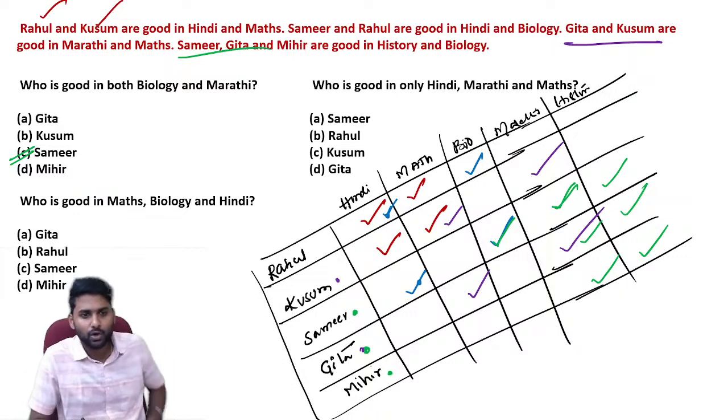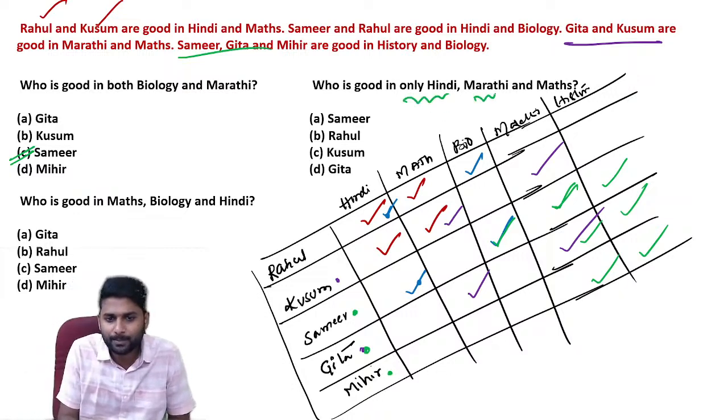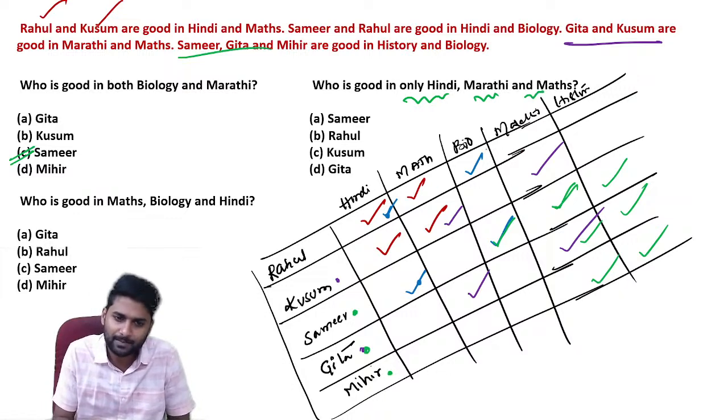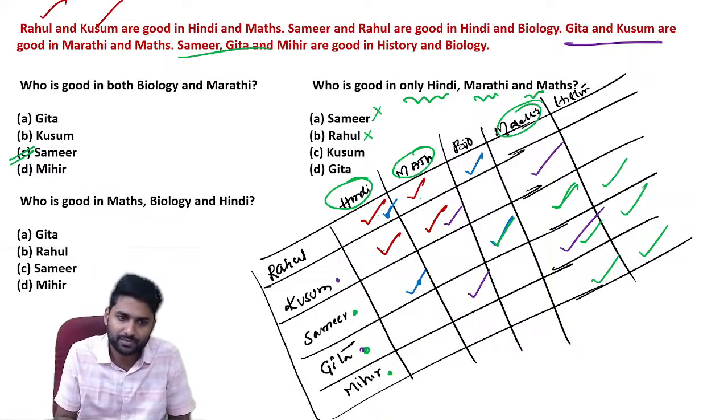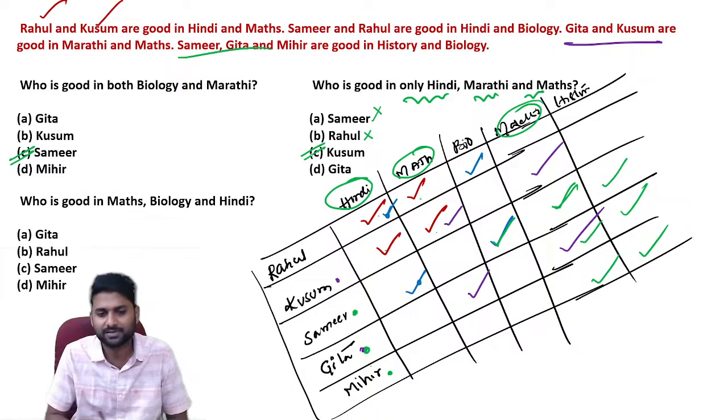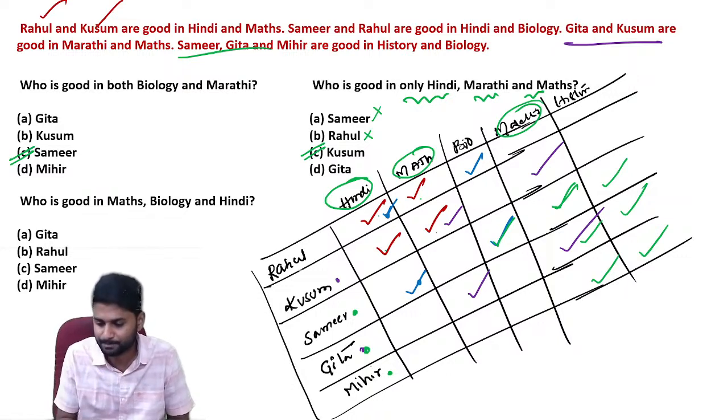Go for the next question. Who is good in only Hindi, Marathi, and maths? Only, guys, so those persons are not good at any other subjects. Let's check with Samir. Samir is good at history also, so it's not a suitable answer. Let's check with Rahul. Rahul is good at Hindi, maths and biology, so it is not a suitable answer. Let's check with Kusum. Kusum is good only at Hindi, maths and Marathi. Yes, we can conclude that this person is good at those three subjects.